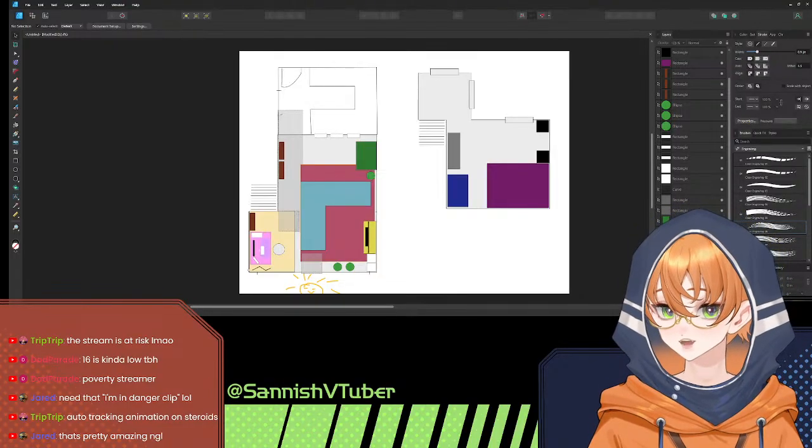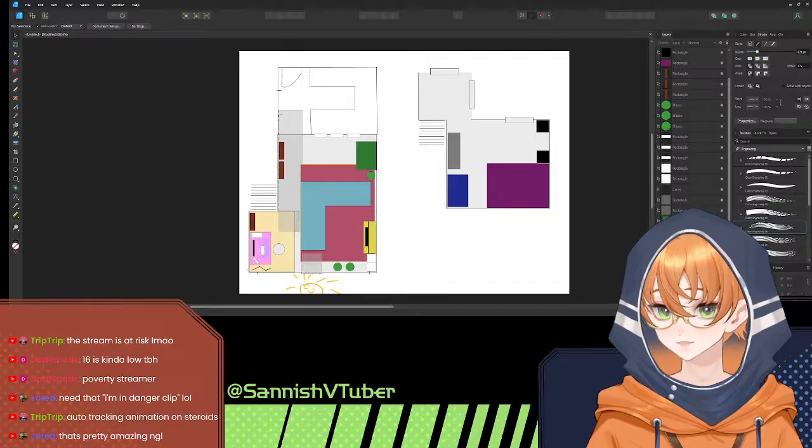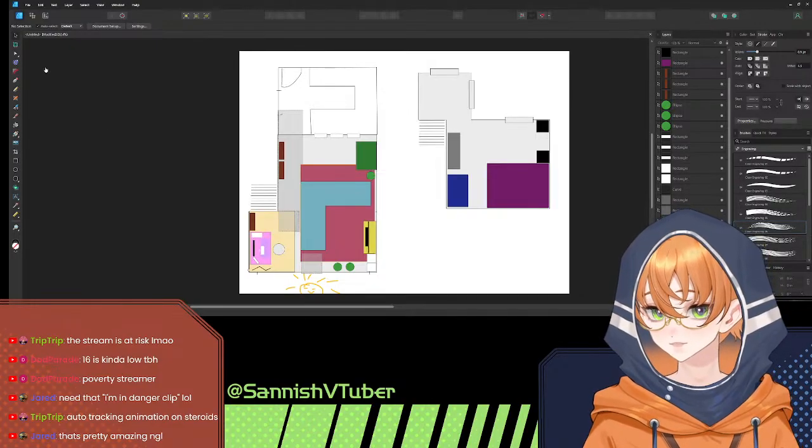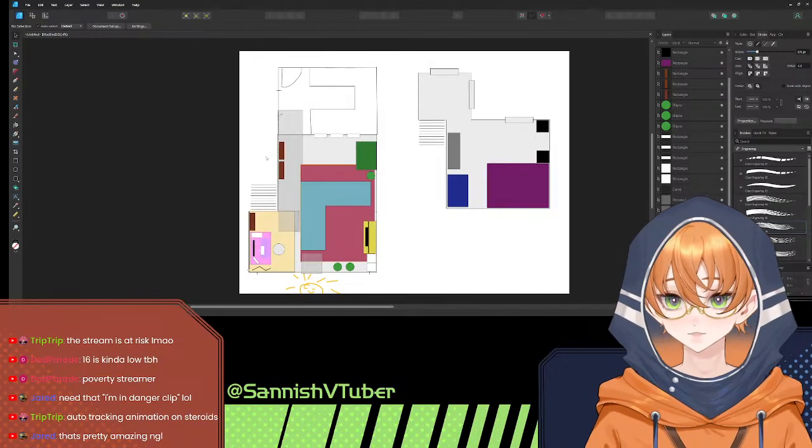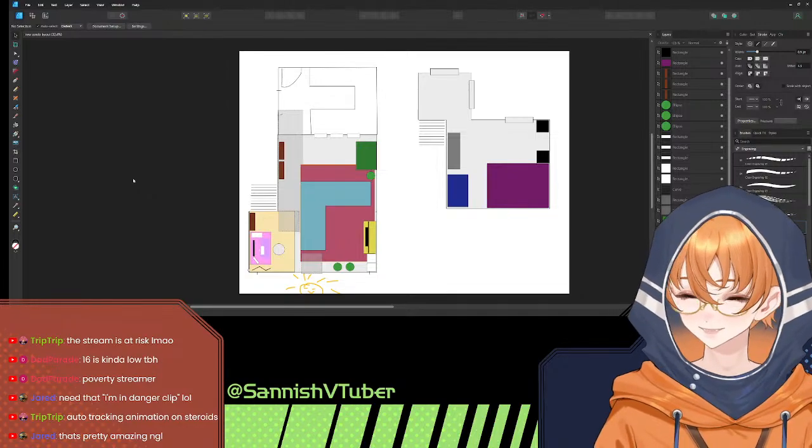This isn't saved. No. New condo layout. You guys can't see this window, thank God. Save. Didn't save it. Embarrassing.